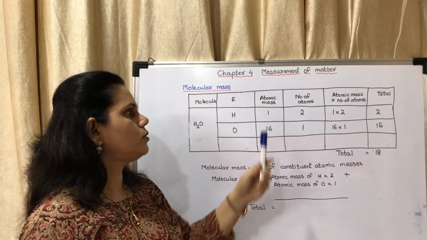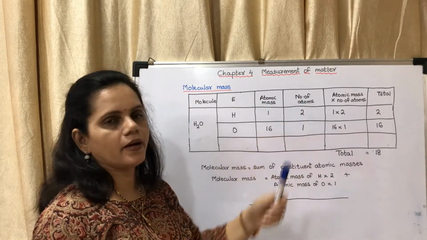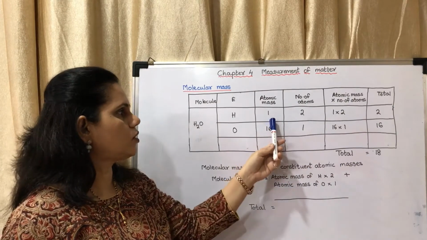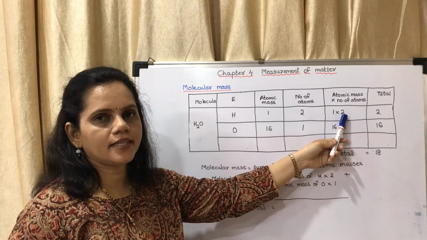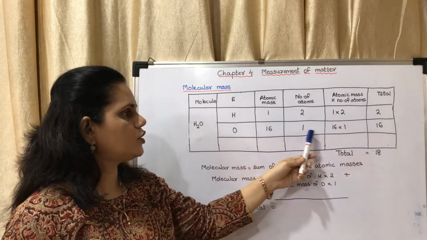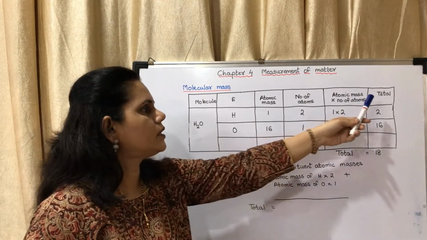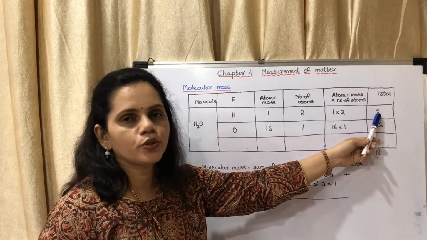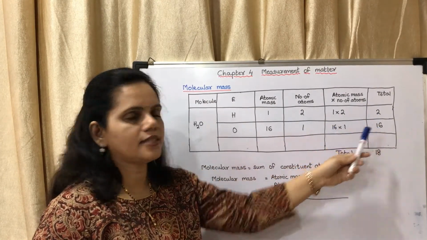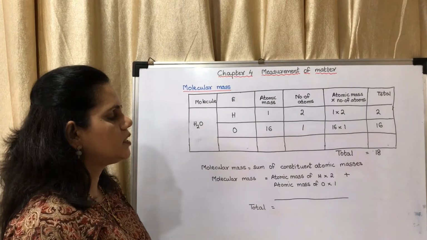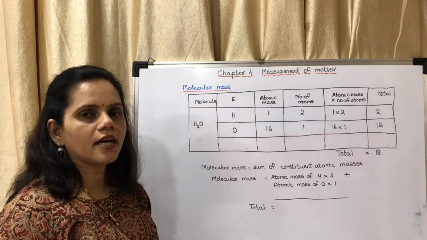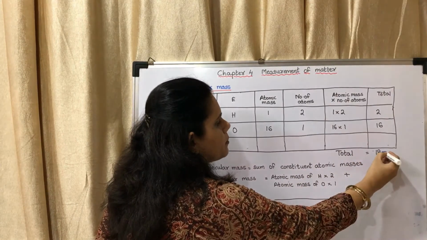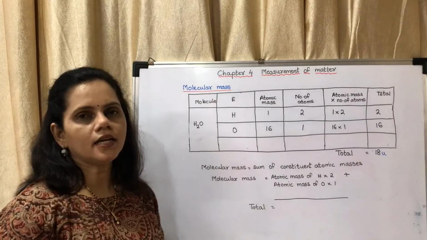Now what you have to do? You have to multiply atomic mass with number of atoms. You will get 1 into 2, 16 into 1. So it will be 1 into 2, that is 2, and 16 into 1, that is 16. Now you have to total it. You will get the total as 18. So what is the molecular mass of water? The molecular mass of water is 18 Dalton.